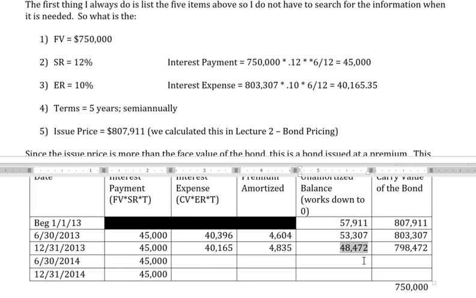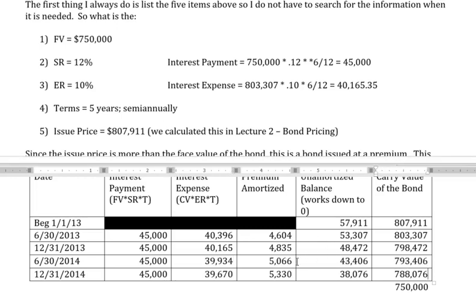Okay? And again, we're working our way down to face. So eventually this will be 750,000 if we were to do all 5 years. All right, so pause the video here and take just a moment and finish up the rest of the chart, because I think you can do it on your own. And then we'll come back and we'll have the solutions in there.